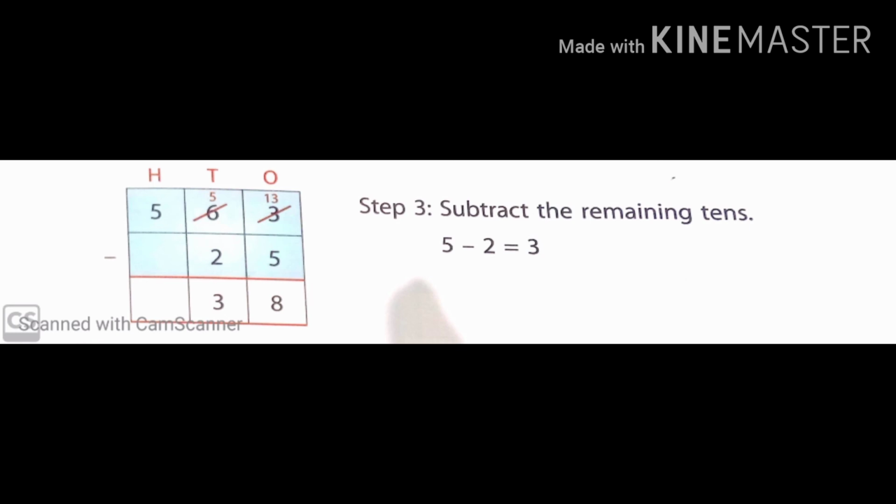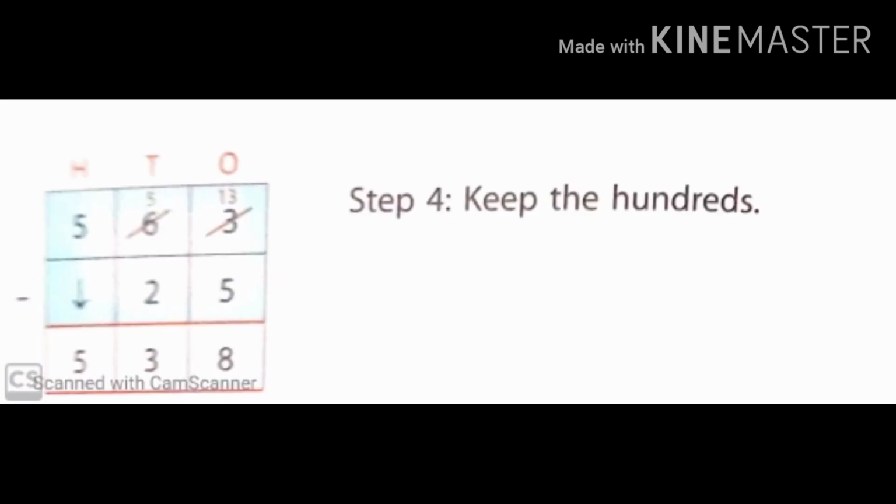Step 3 is subtract the remaining tens. That means 5 minus 2 gives us 3. Step 4 is keep the hundreds. That means we'll just have to bring down the 5 and write it. That is, by subtracting 563 minus 25, we get the difference of 538.